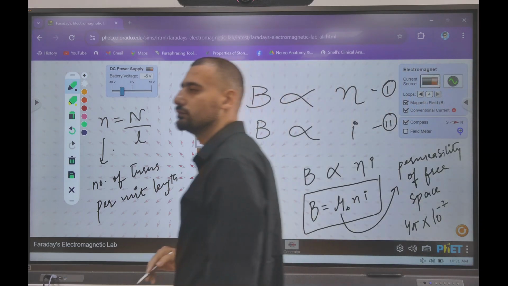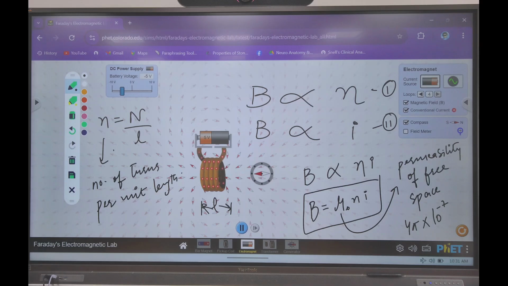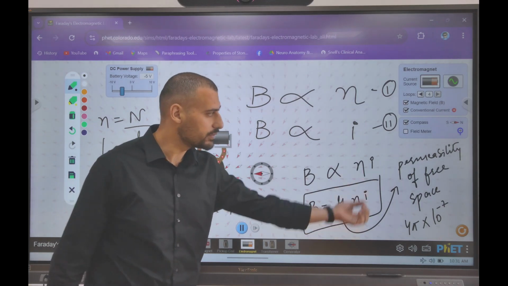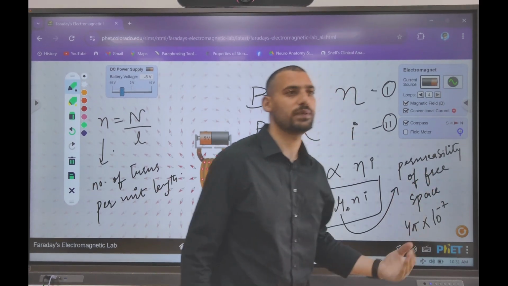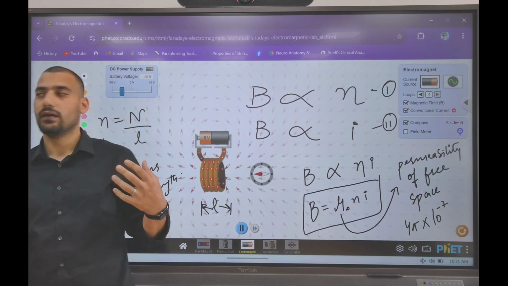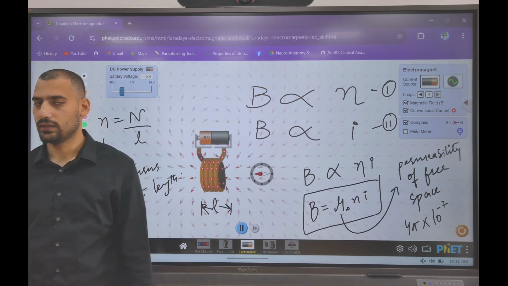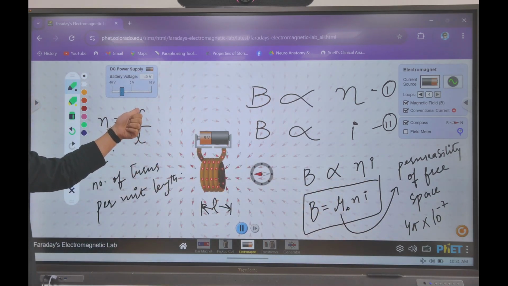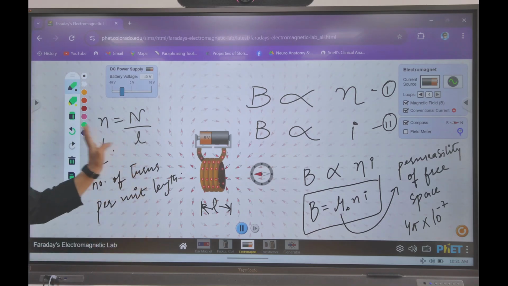Okay? So if the question is asked, you should be able to solve it. Is it B equals mu naught times N I? This constant is mu naught, which is known as permeability of free space. Is it N I or N times I? N times I. It is mu naught times N times I. And what is N? N is total number of turns per unit length. Click a picture of this for the magnetic field.